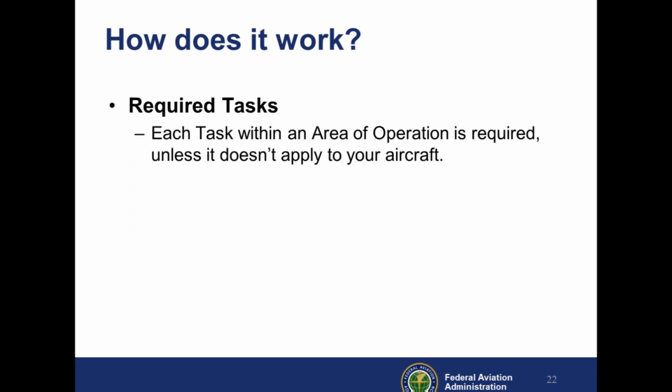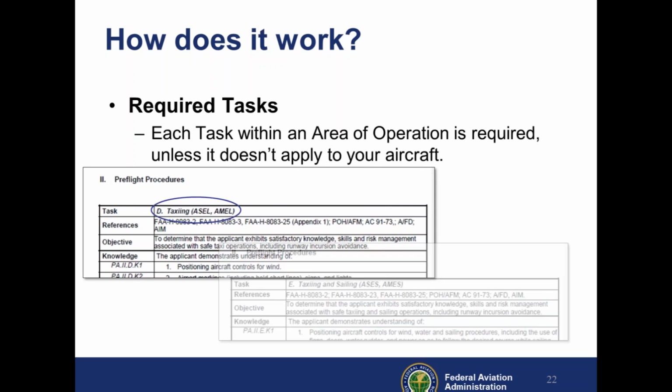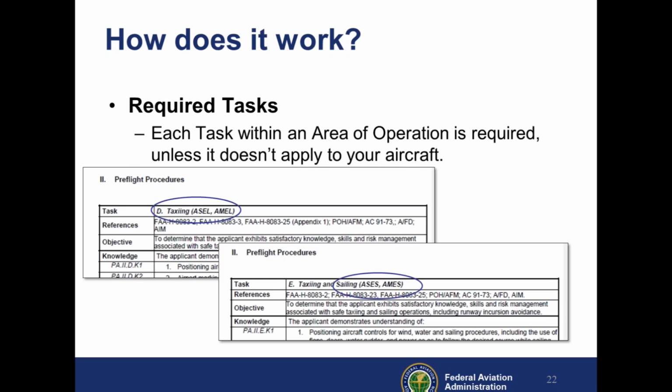So this is Task D, which is taxiing, and you'll notice that it says ASEL, AMEL. So this task would be performed by applicants taking a check ride for airplane single-engine land or airplane multi-engine land. By contrast, look at Task E, which is titled Taxiing and Sailing. This one is for applicants taking check rides in airplane single-engine sea or airplane multi-engine sea.